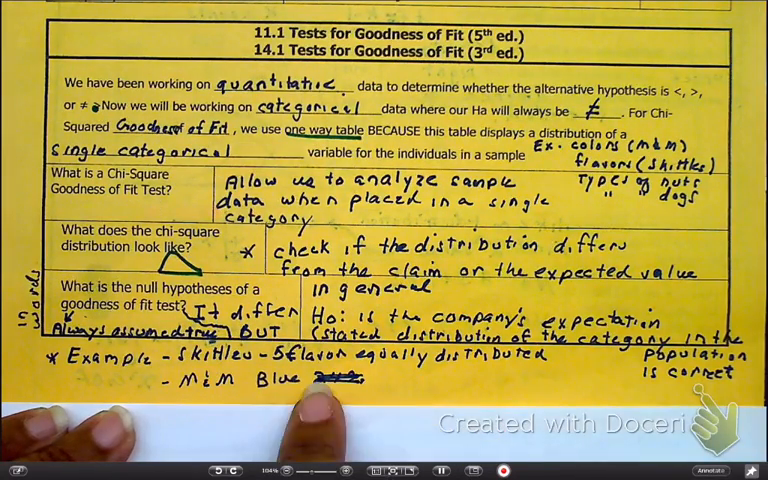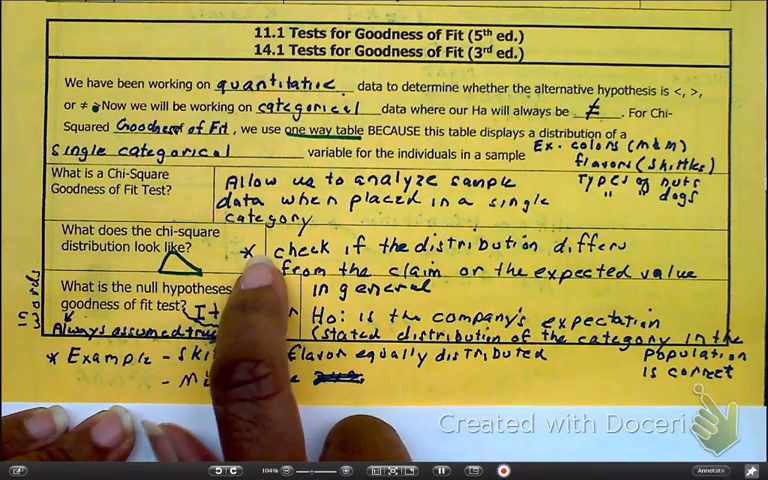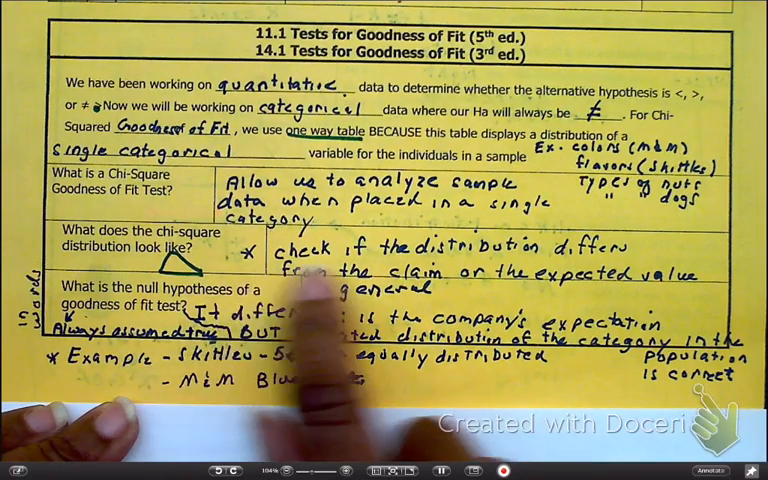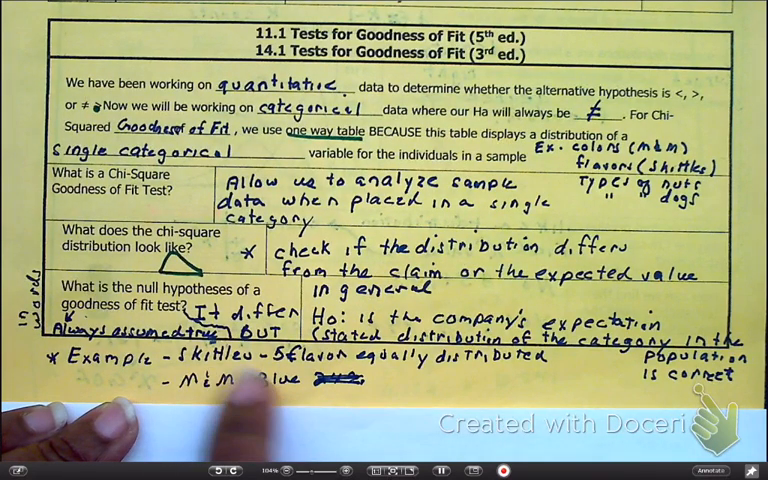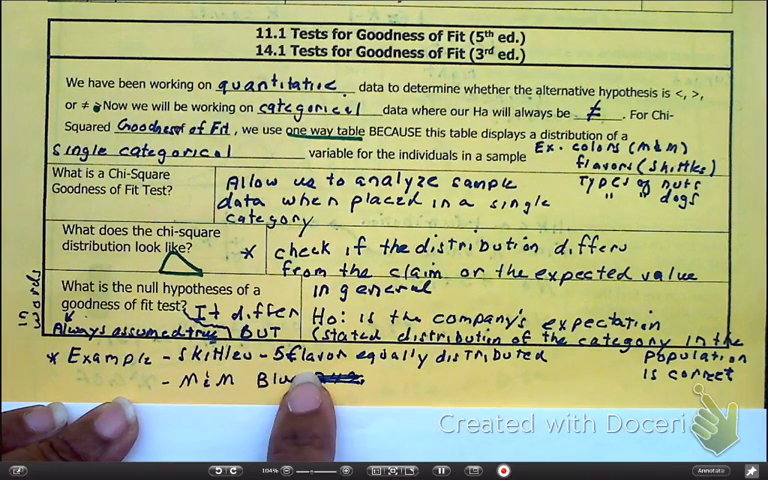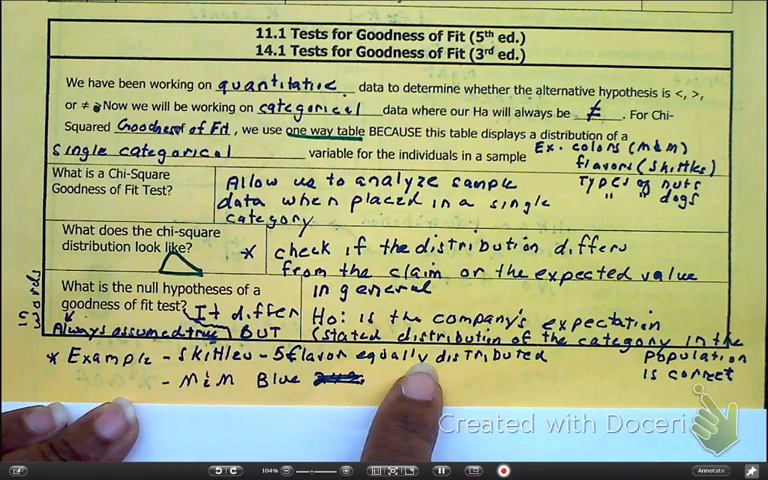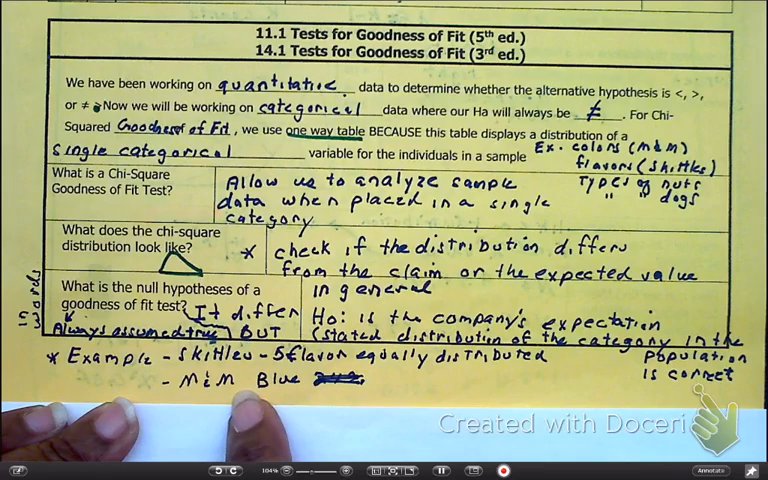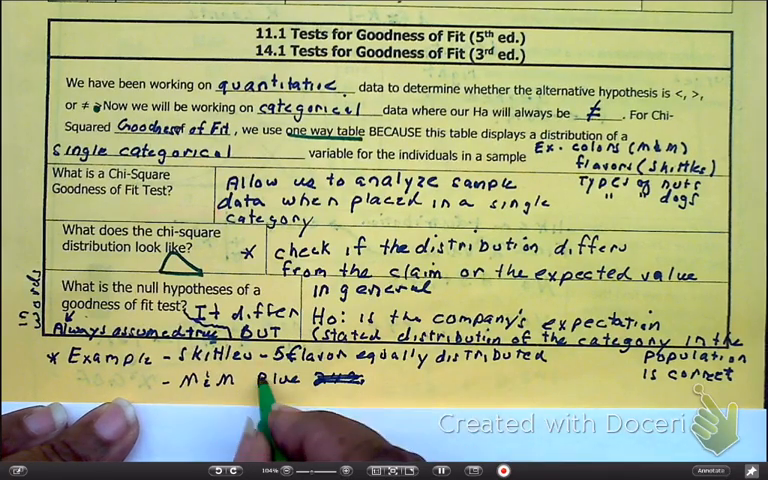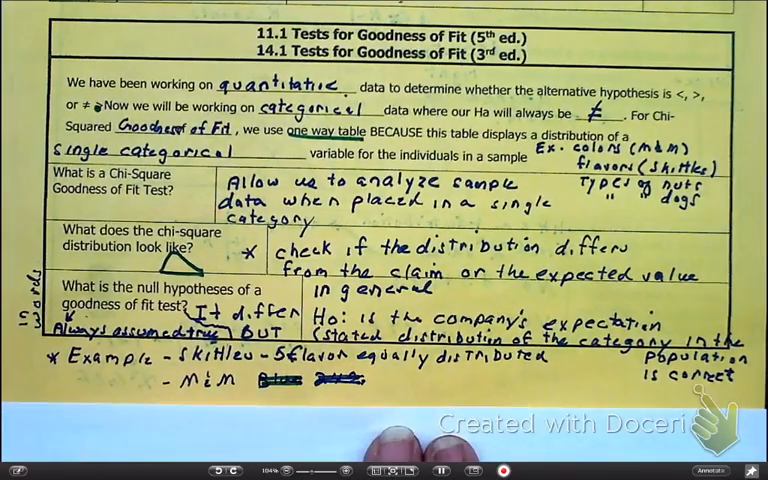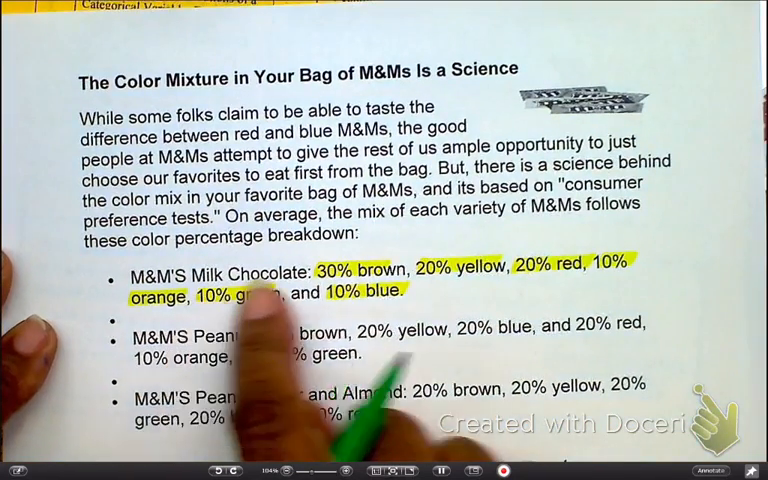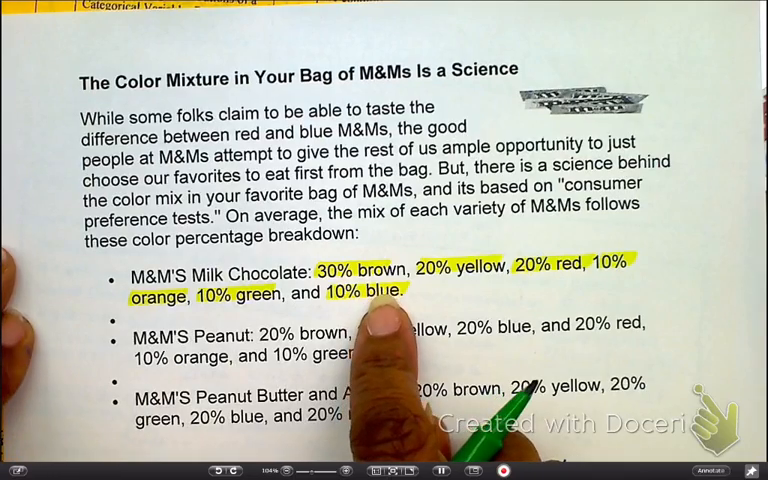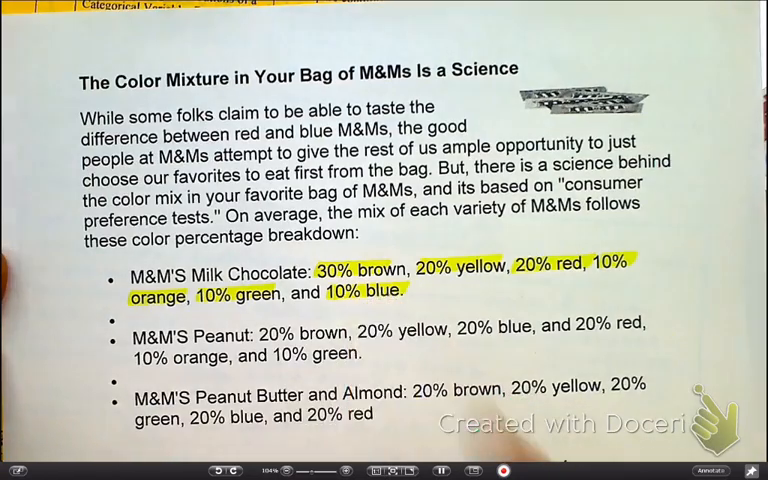One thing I wanted to mention that I may have forgotten: we're checking to see if distributions differ. I showed you M&Ms. Also, as we look at the idea of Skittles, Skittles has, correct me tomorrow, 5 flavors. They're equally distributed. With M&Ms, we have all the different colors, and this is an example, again, of the distribution for the chi-square.